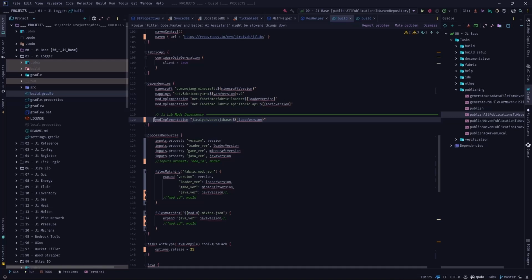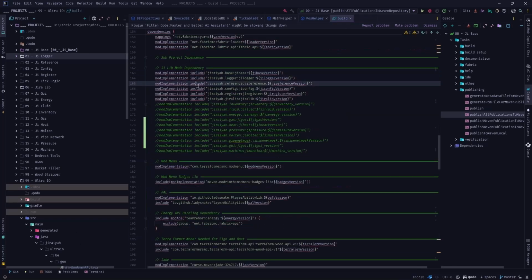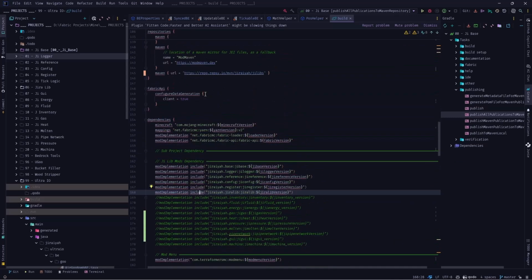Well, it's easy. Your build.gradle file should not call include on the other libraries. If this is a library and if this library is depending on another library, you don't need to include it. Just do the mod implementation. The reason it will work is that at the end in your main mod, you will include a copy of each and every one of those jar files in the final jar, so things will work.